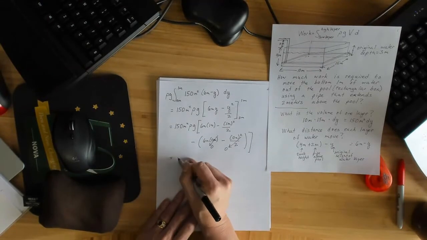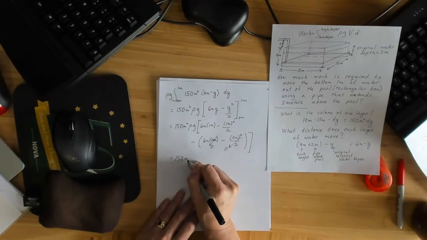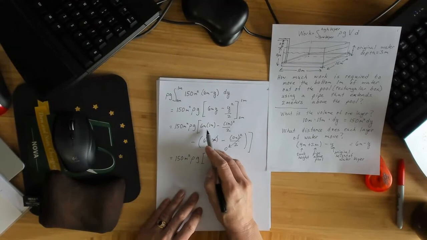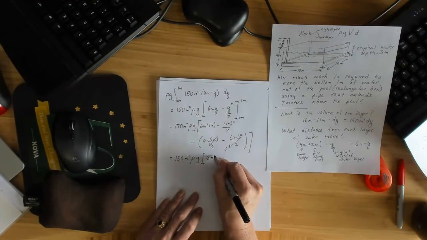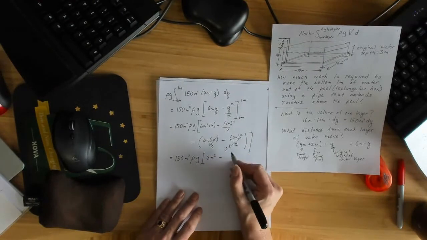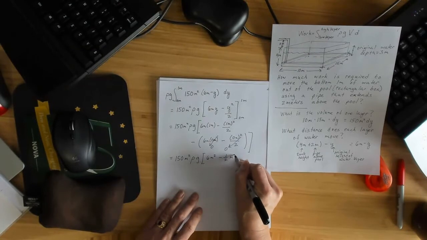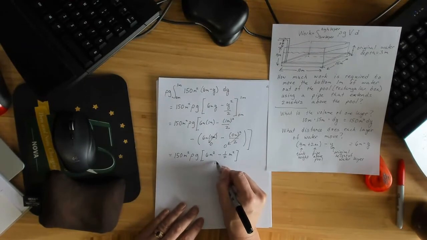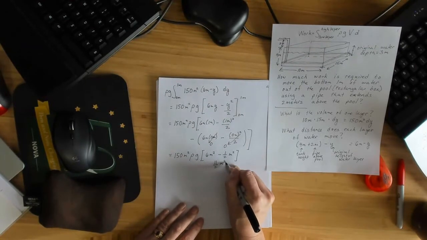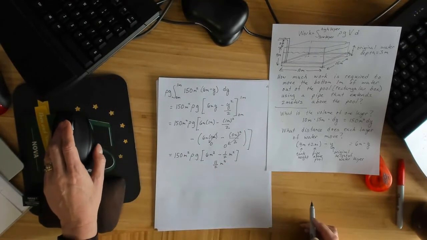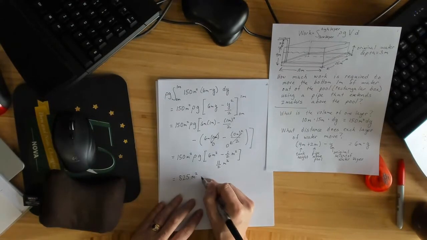When I complete the arithmetic, I end up with 150 meters squared rho g times 6 meters times 1 meter is 6 square meters, minus 1 meter squared is 1 square meter, divided by 2 is going to be 1/2 of a square meter. And 6 square meters minus 1/2 square meter would be 11/2 square meters. When I multiply this by what I have over here, I should end up with the following: 825 square meters rho g.